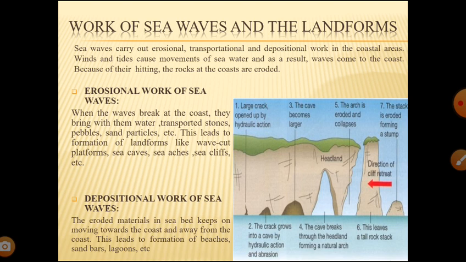Erosional work of sea waves. When the waves break at the coast, they bring with them water, transported stones, pebbles, sand particles, etc. This leads to formation of landforms like wave-cut platforms, sea caves, sea arch, sea cliff, etc. By this diagram, students, you can find out where these names are. Okay, you can see sea cliff, sea arch and stack.